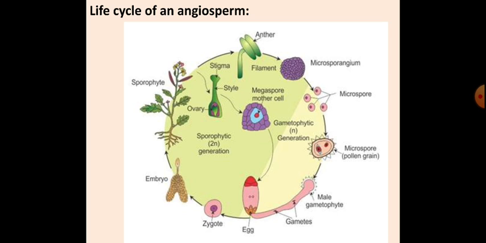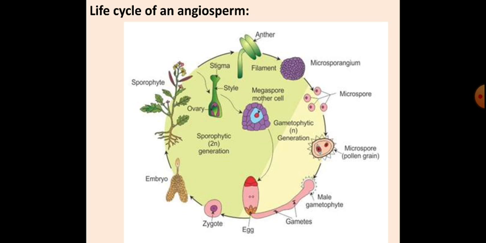Next, coming to the female sex organ. The female sex organ is called the pistil. It is divided into three parts: stigma, style and ovary. The ovary consists of one or more ovules depending upon the flowering plant. These ovules form a female gametophyte called the embryo sac.